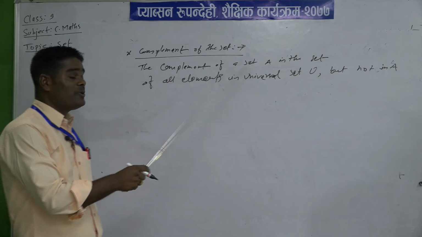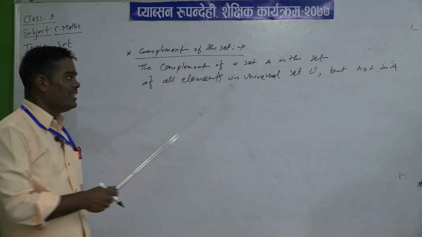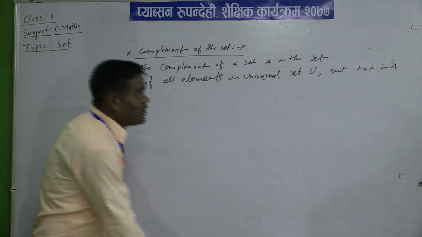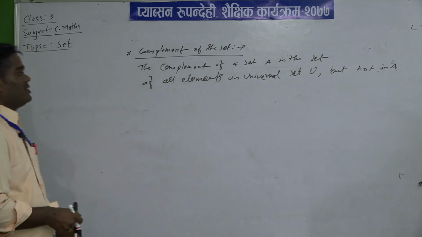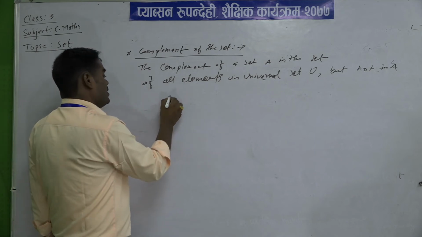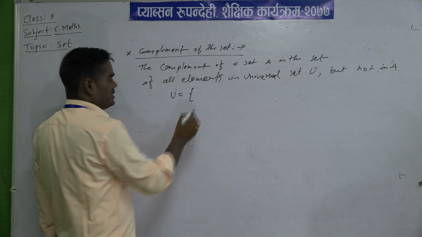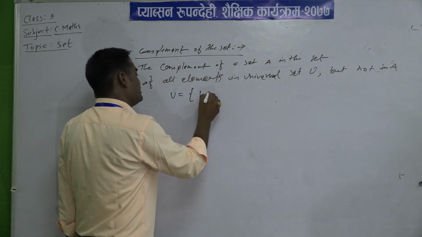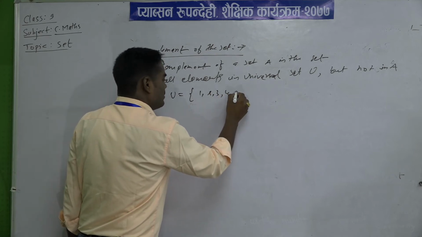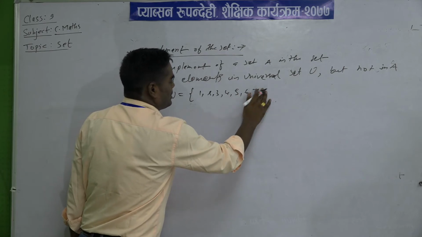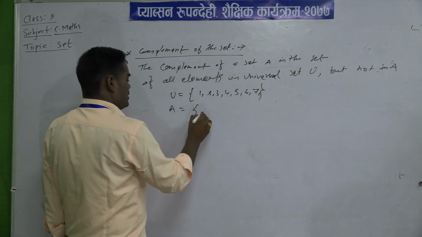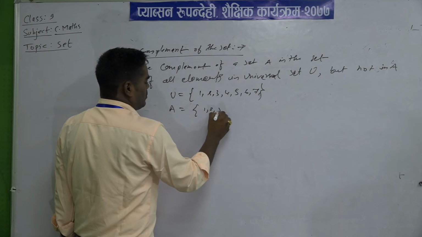The elements of the complement of A are all in the universal set, but an element that is in set A is never in the complement. For example, let U be the universal set, having the elements natural numbers less than 8, meaning 5, 6, 7, and take one subset, that is 1, 2, 5.